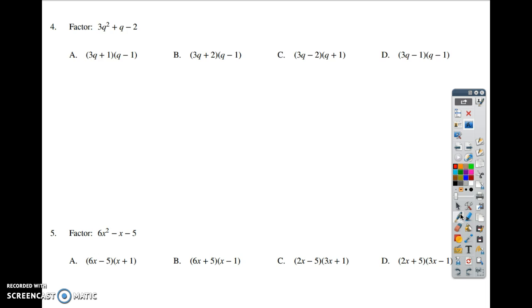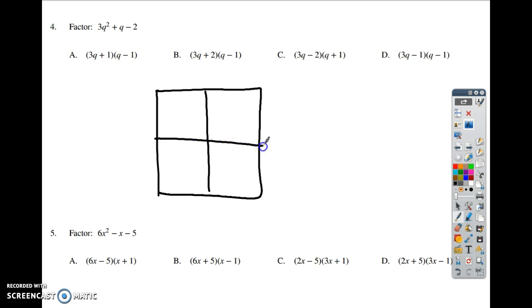So on problem number 4, you start off with the box just like normal, and you put the first term in the first box and the last term in the last box. So 3q squared goes in the first box, and minus 2 goes in the last box.